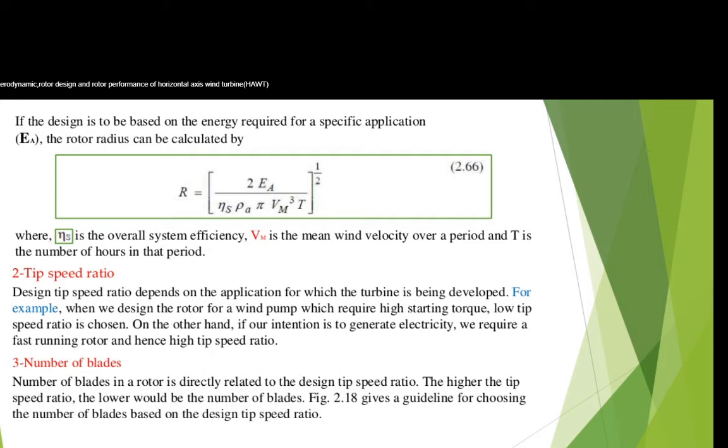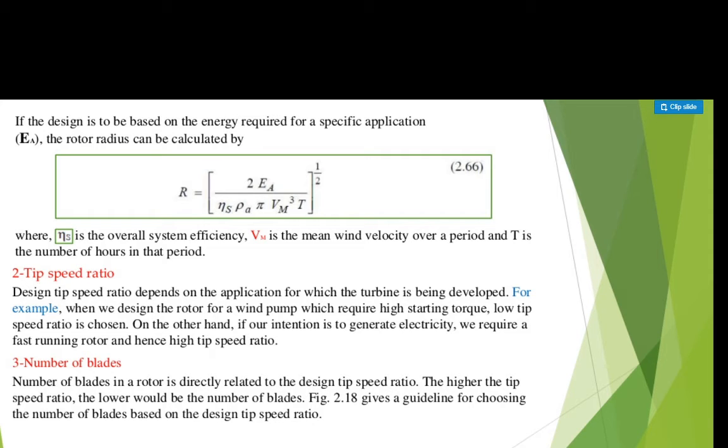Now, if the design is to be based on the energy required for a specific application, the rotor radius can be calculated by R = √(2EA / (η ρ π Vm³ T)), where η is the overall system efficiency, Vm is the mean wind velocity over a period, and T is the number of hours in that period.